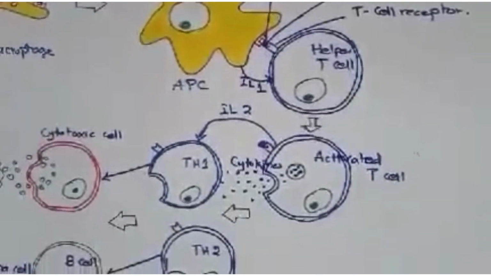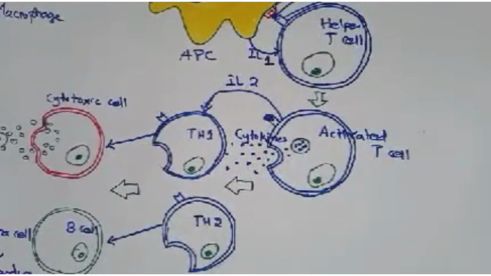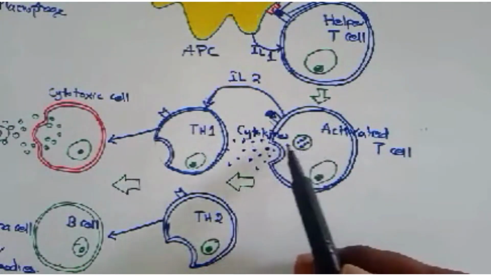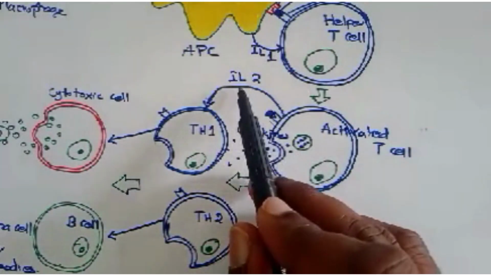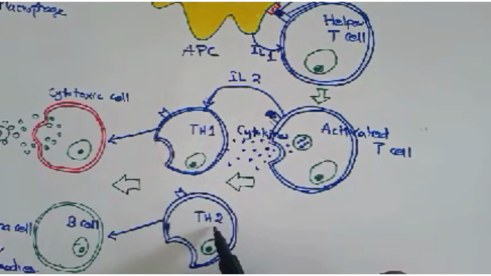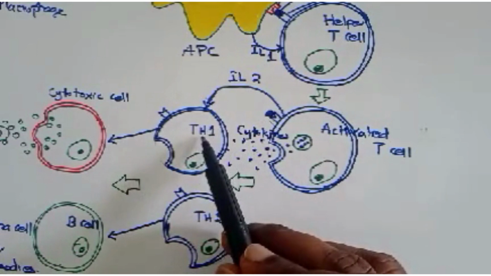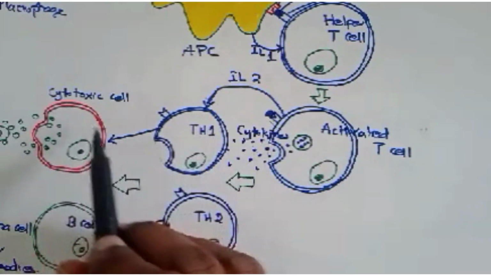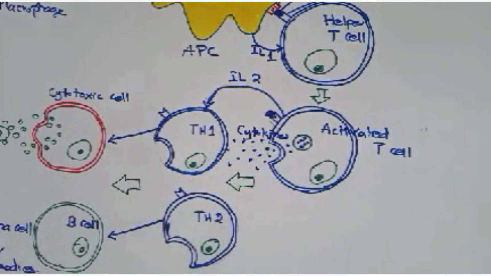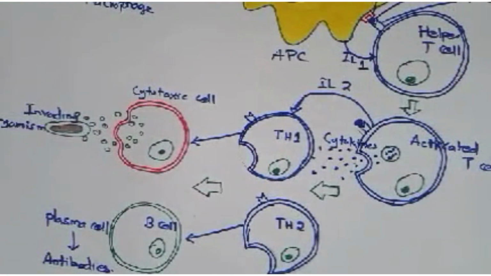The activated T cell further activates the other cell lines of cell mediated immunity. Two types of cells are activated, the T helper cell 1 and T helper cell 2. They are activated by the release of substances called cytokines, interleukin 2. The cytokines activate the T helper cell 1 and T helper cell 2. The T helper cell 1 activates the proliferation of cytotoxic T cells, and the T helper cell 2 leads to proliferation and production of plasma cells and antibodies.